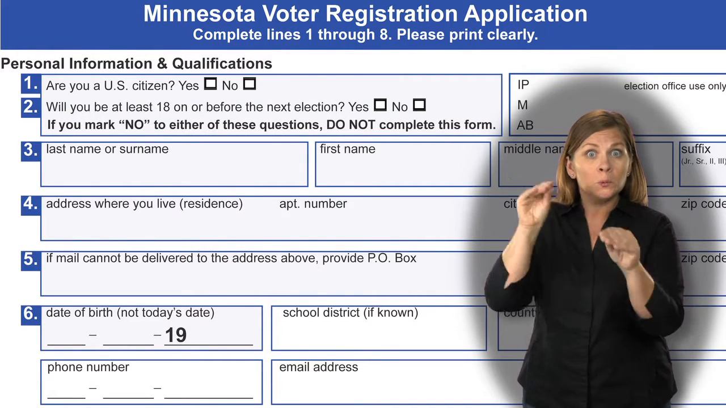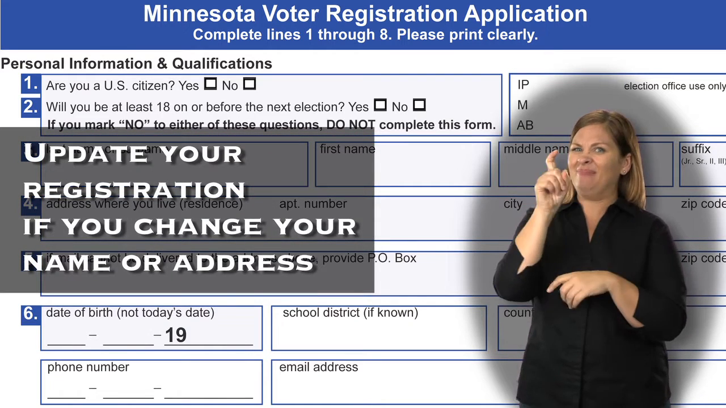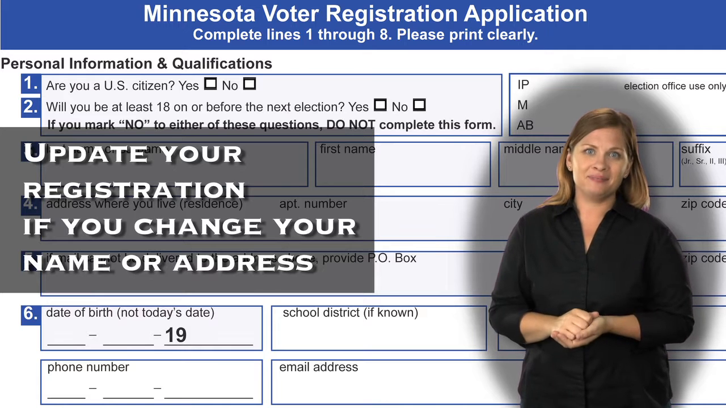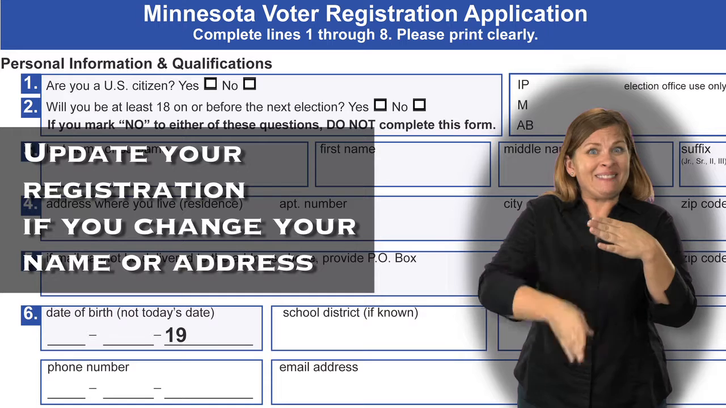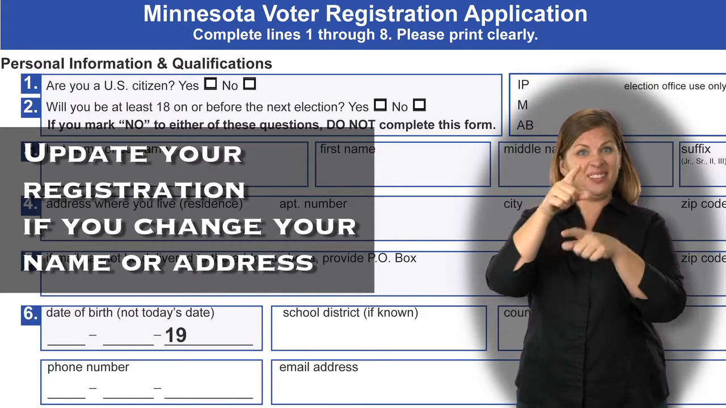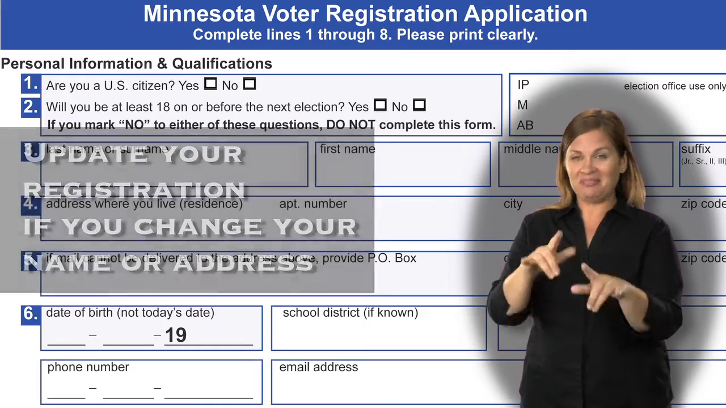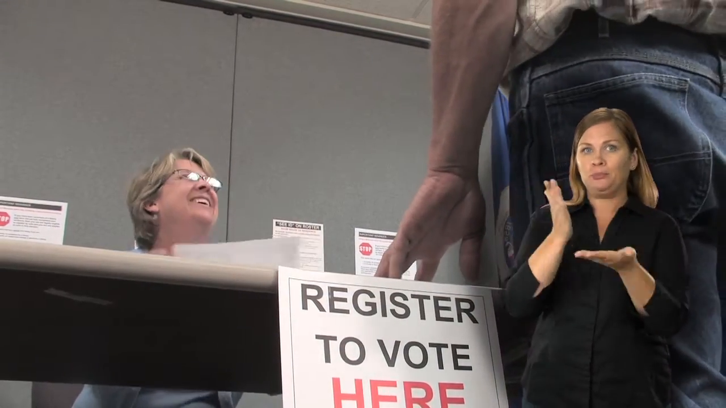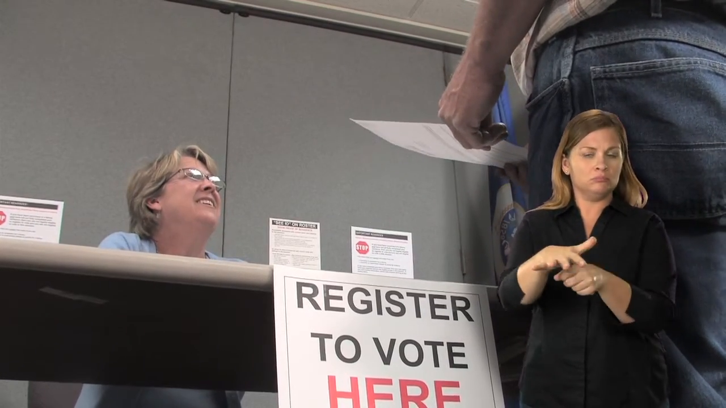State law requires that you update your voter registration if you change your name, as well as every time you move, even if it's just from one apartment to another in the same building. If you are not yet registered to vote or need to update your registration, you can do it when you go to vote. Just bring proof of residence with you.